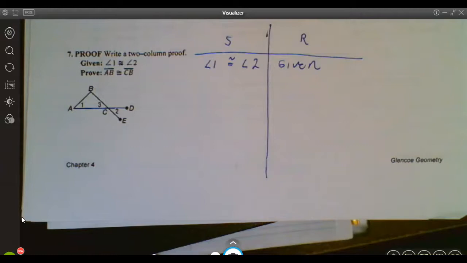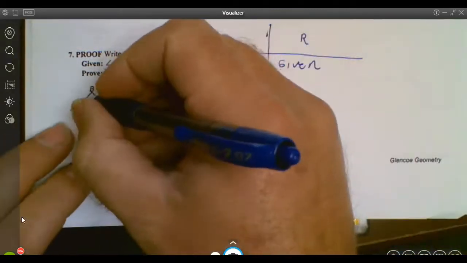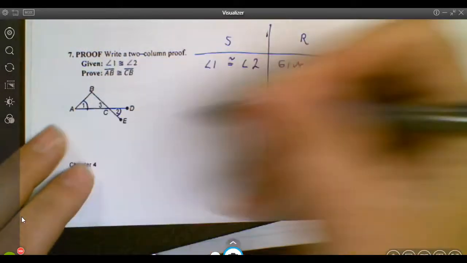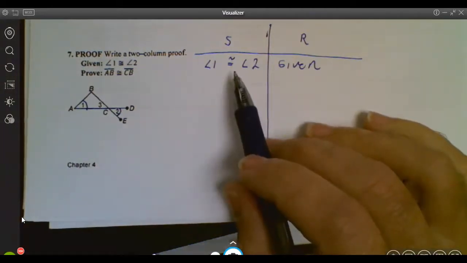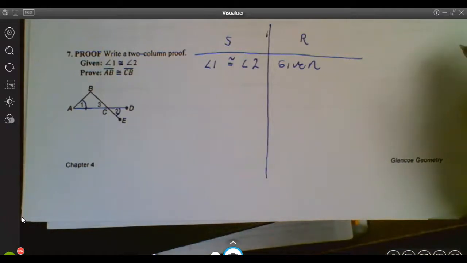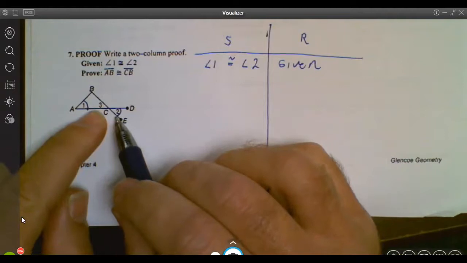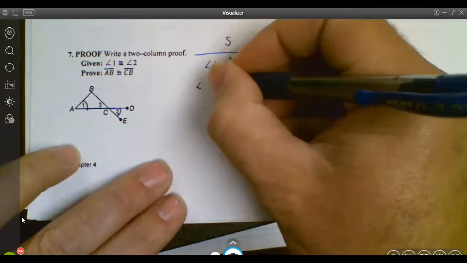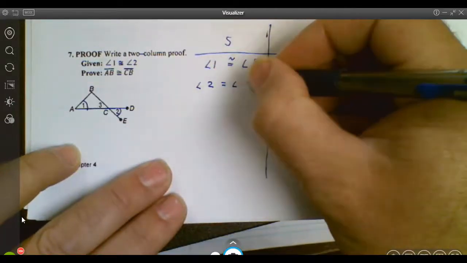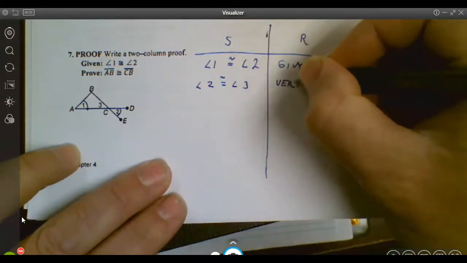So that's our goal. So as always, let's mark our given information that angle 1 is congruent to angle 2. So that would be him and him. So what else can we do? There's really nothing more I can do with the given. So let's go to our diagram. So what do you guys see in our diagram? We have a very popular idea right here that says vertical angles are congruent. So I can say that angle 2 is congruent to angle 3 by my vertical angles theorem.